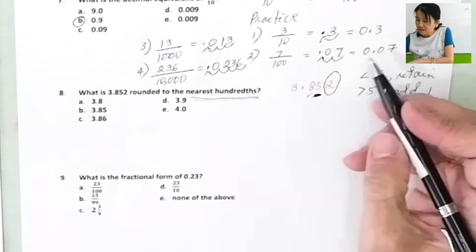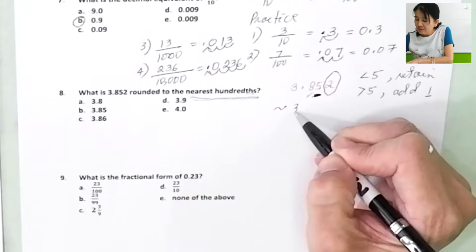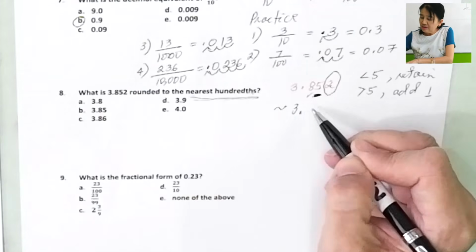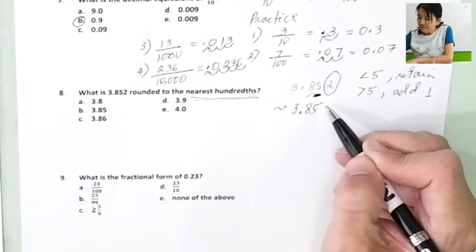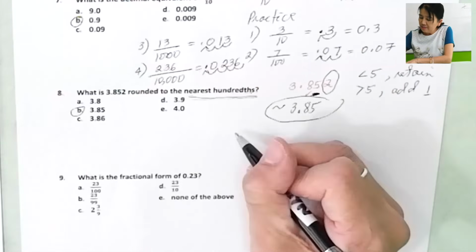So let's do that again. 2 is less than 5, so you retain it. So it is rounded to 3.85. There. So the final answer is 3.85. Let me give you practice here.